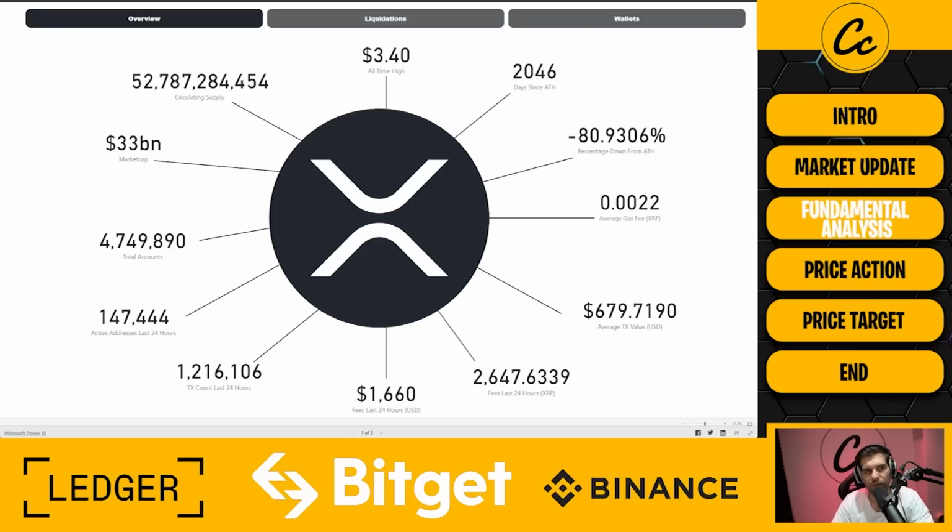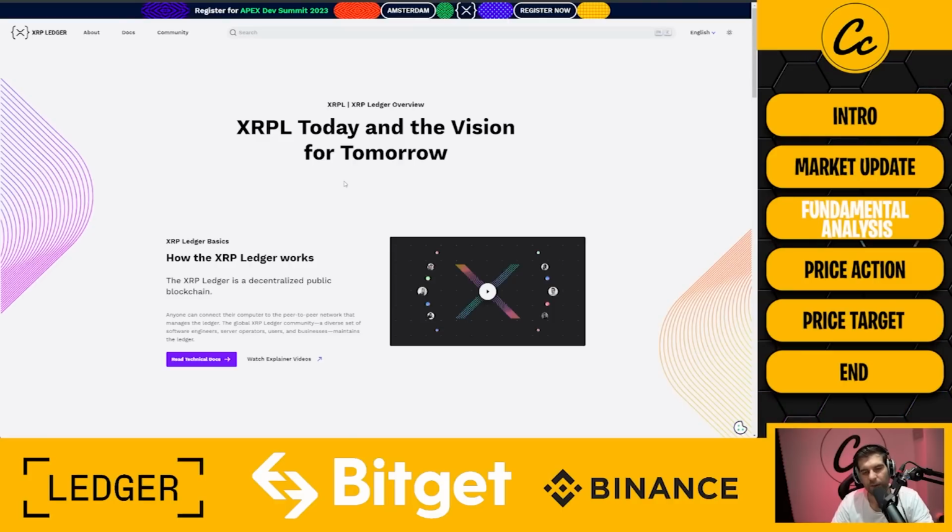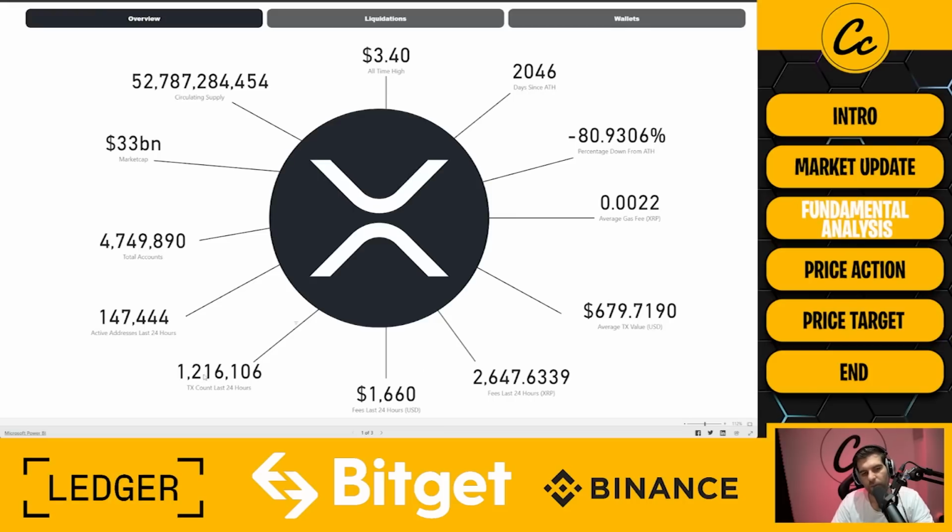So this comes down to having a vision of what XRP is supposed to be doing, which is moving money around and being incredibly efficient at doing it. We can see here that we've had over 1.2 million transactions in the last 24 hours, and it cost $1,660. You might be thinking, well, sure, that sounds great, it's fantastic. But let's pull this into comparisons.